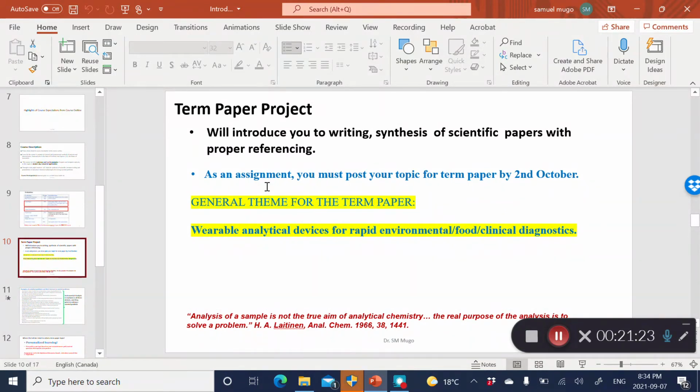Now, as I've said, you're gonna select the term paper topic by the 2nd of October, and I always like our students to work under a cohesive theme.